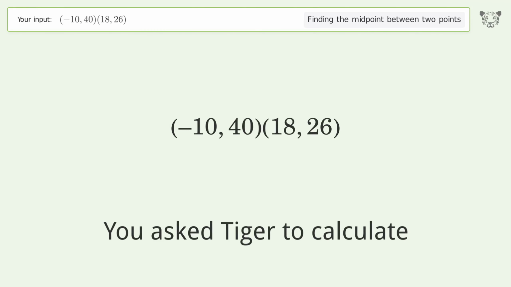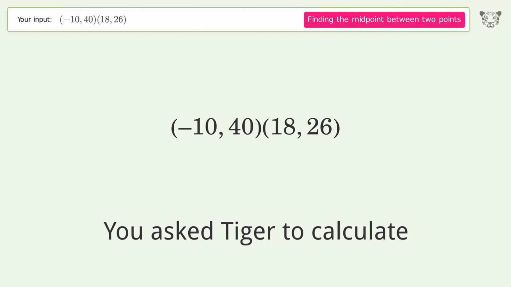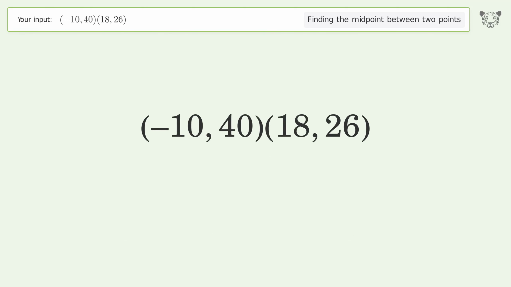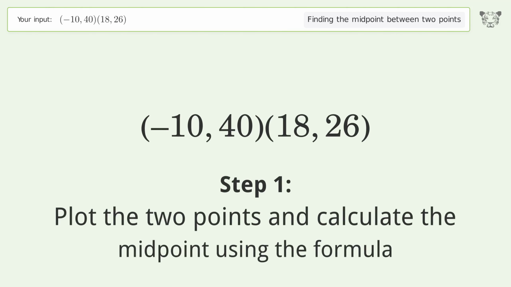You ask Tiger to calculate. This deals with finding the midpoint between 2 points. The midpoint between the 2 points is 4,33. Let's solve it step by step. Plot the 2 points and calculate the midpoint using the formula.